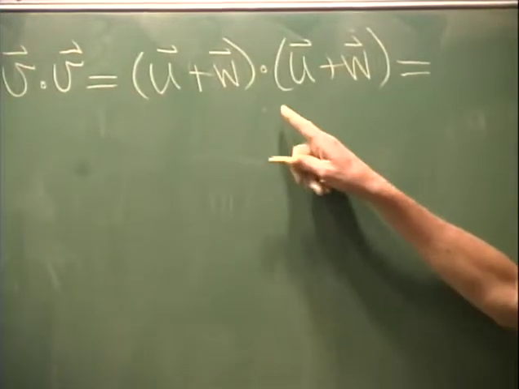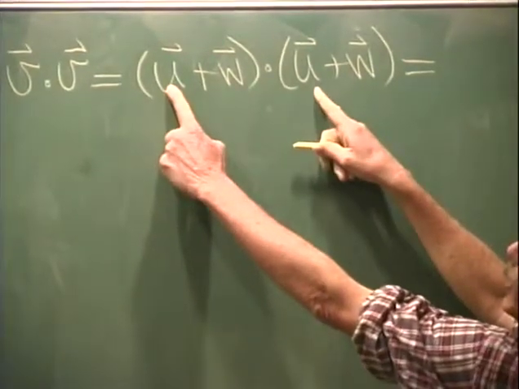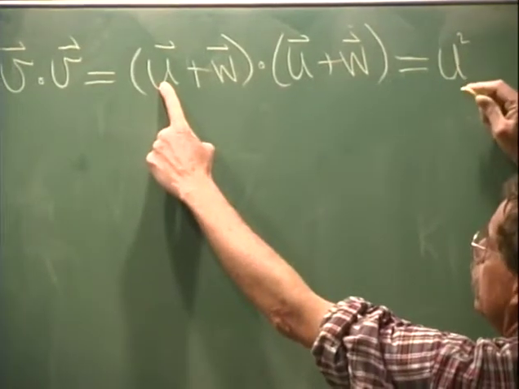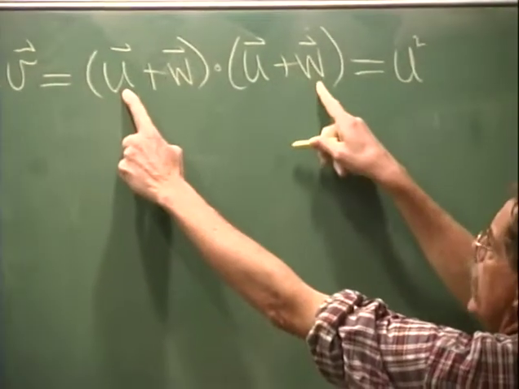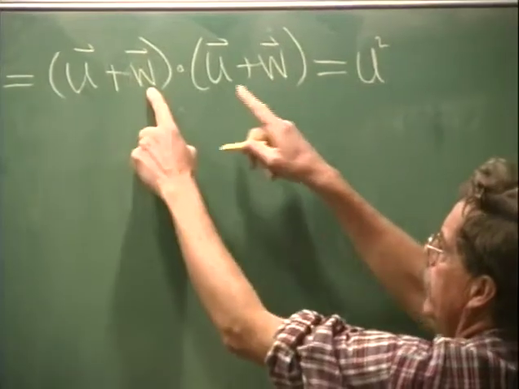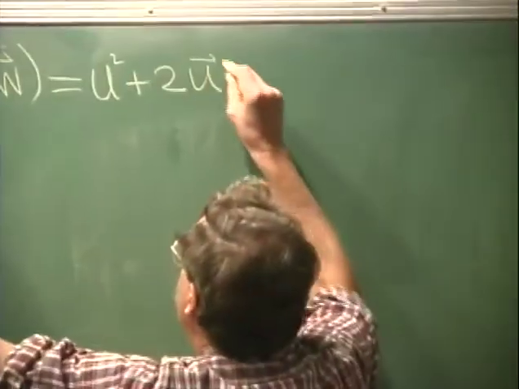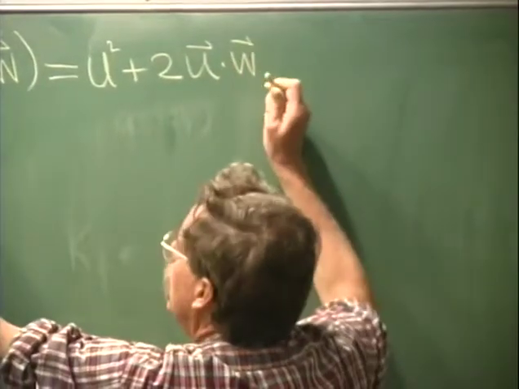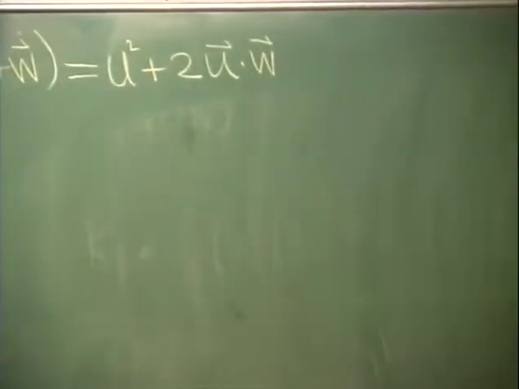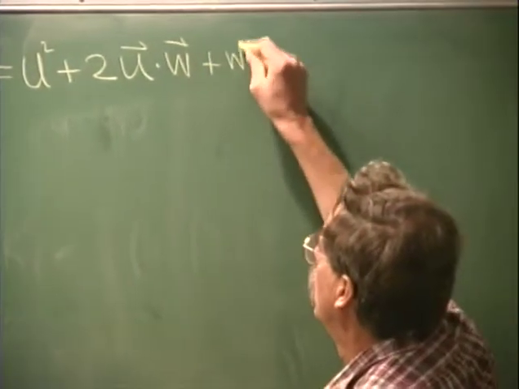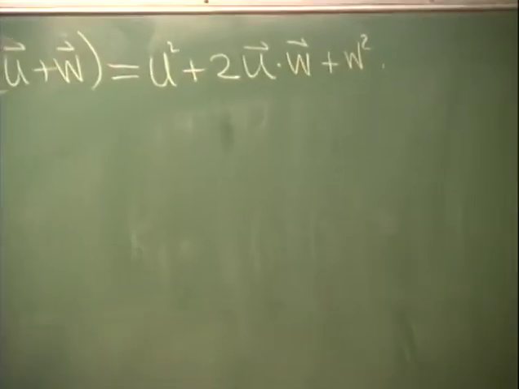Now, if I do this dot product, the first term is u dot u, which by the same argument is u squared. And then I get u dot w, and then I got w dot u. So that would be 2 u dot w. And the last term would be w dot w, which again is w squared. See how I did that?